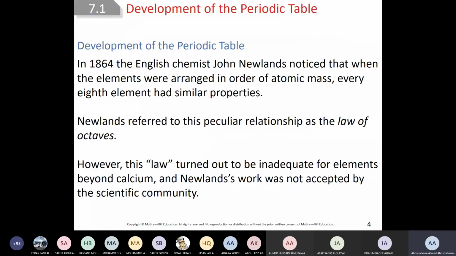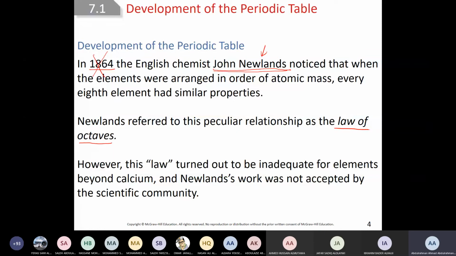Now, how the periodic table was developed. The first trial for the periodic table is considered to be in 1846. Don't worry about even the date, just the beginning. I want you to worry about the name, John Newland. He came up with a law. I want you to memorize the name Newland, name of the scientist. He came up with the law of octave.